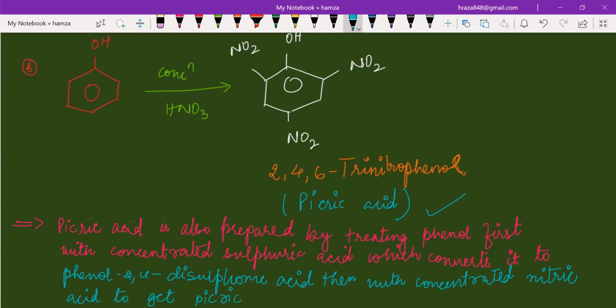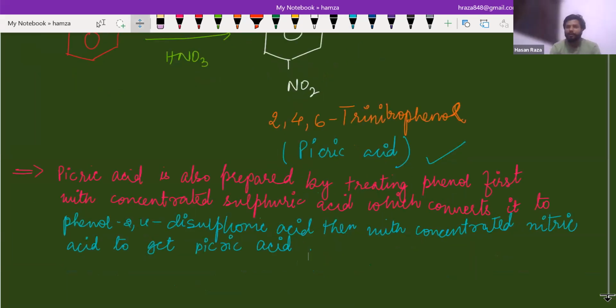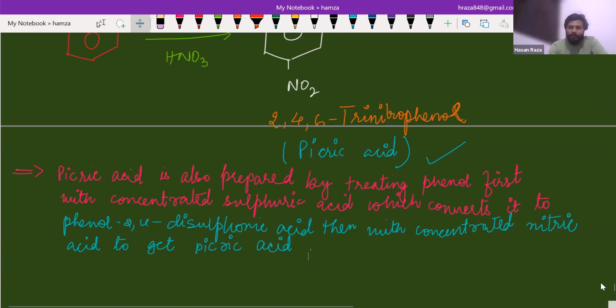Another method to prepare picric acid is to react phenol with concentrated sulfuric acid, which will convert phenol into phenol 2,4-disulfonic acid, and the disulfonic acid will be treated with concentrated nitric acid, which will convert it into picric acid. Can you write the reaction?